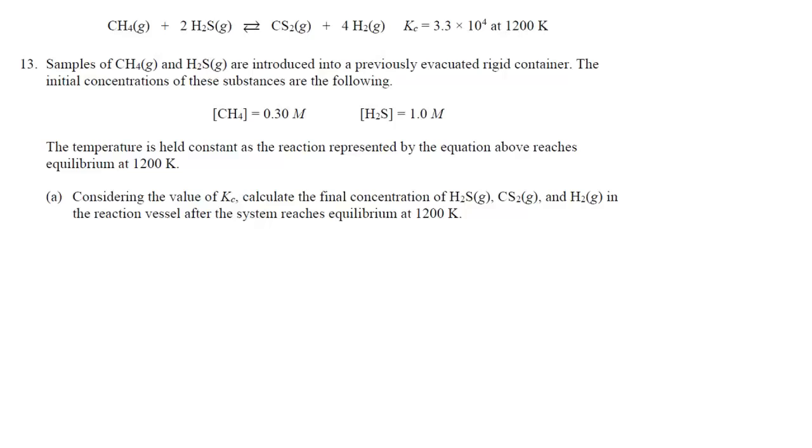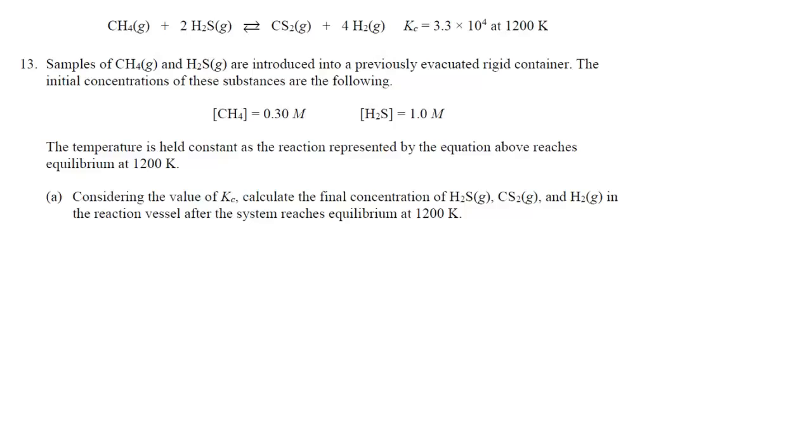In question 13, we are given a balanced chemical equation, and we are also given the value of the equilibrium constant Kc for this reaction at 1200 Kelvin. It says, samples of CH4 and H2S are introduced into a previously evacuated rigid container. The initial concentrations of these substances are the following. The concentration of CH4 is equal to 0.30 molar, or 0.30 moles per liter, and the concentration of H2S is equal to 1.0 molar, or 1.0 moles per liter.